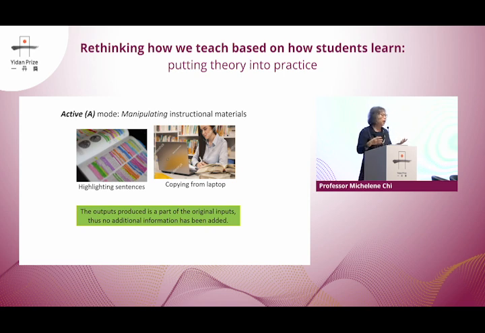For example, you could be highlighting or underlining sentences. You haven't produced anything, you just manipulated. You copy things from your textbook or from a laptop. Again, you're not producing anything. You do a lot of hands-on work, you're not producing anything. So it's very easy to tell, as long as you're not producing anything beyond the instruction.